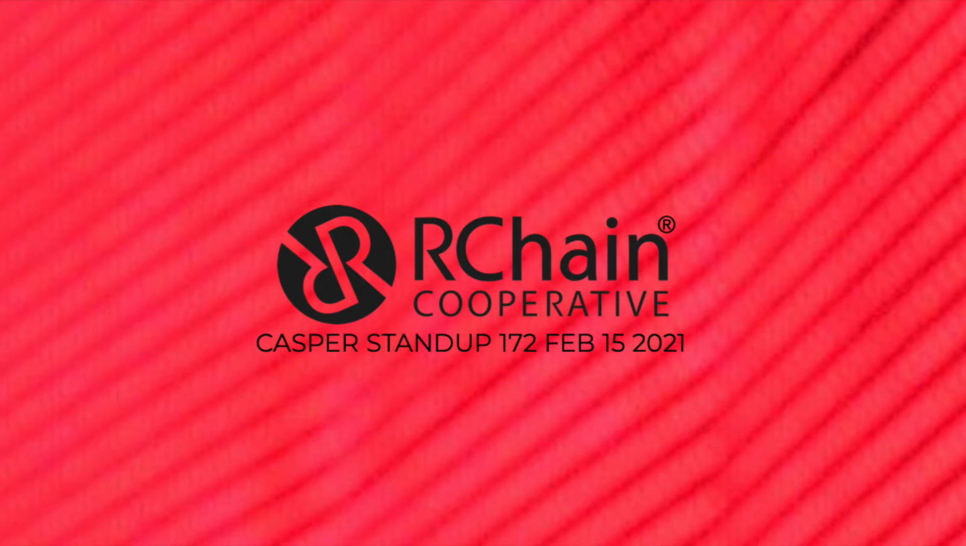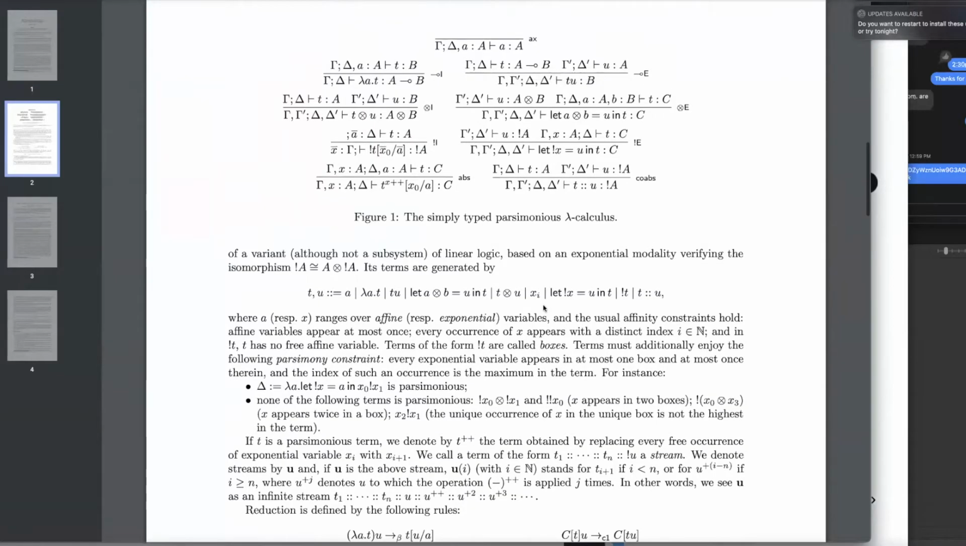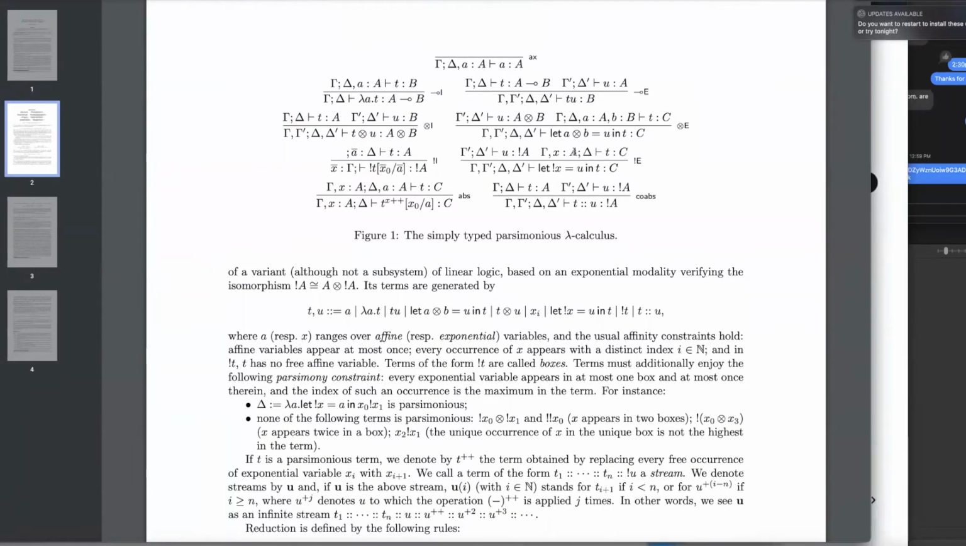All right, so let me go ahead and do a screen share. And here we go. So this is the simply typed parsimonious lambda calculus. We can just look at the terms, just to get our eyes accustomed to the notation a little bit. And then we can look at the types.